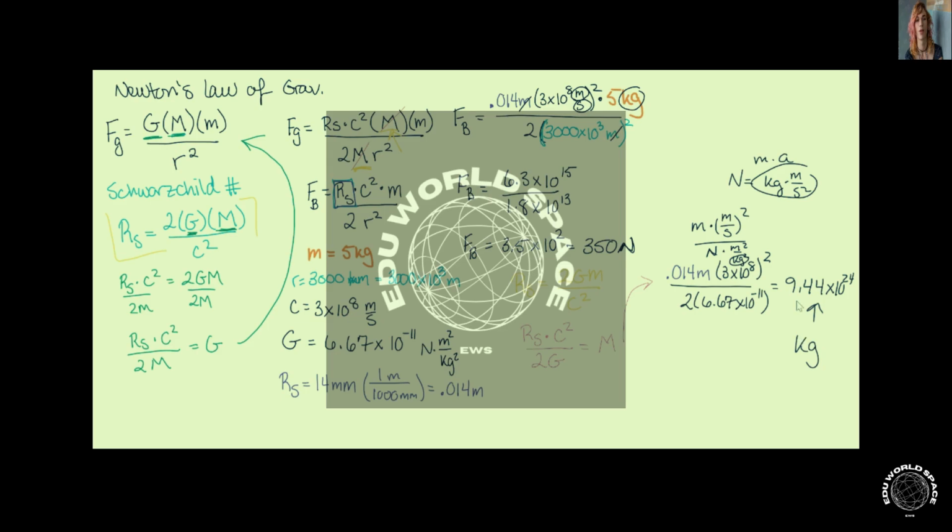So that sums up how you can get from Newton's law of gravitation, use the Schwarzschild number to understand the relationship between a black hole and the law of gravitation, and some practicalities in plugging in numbers.